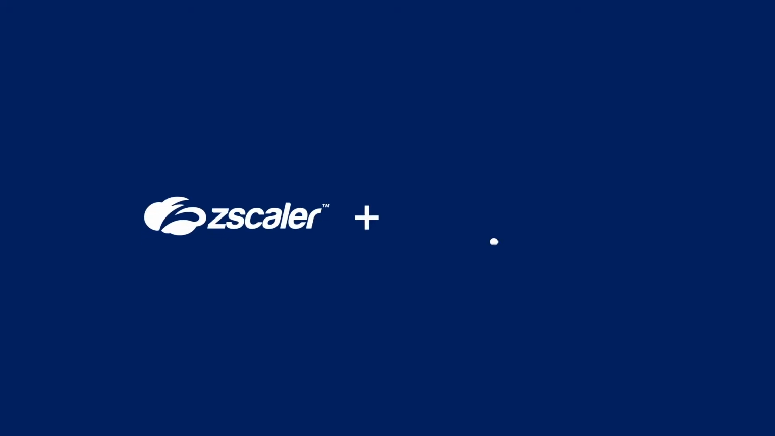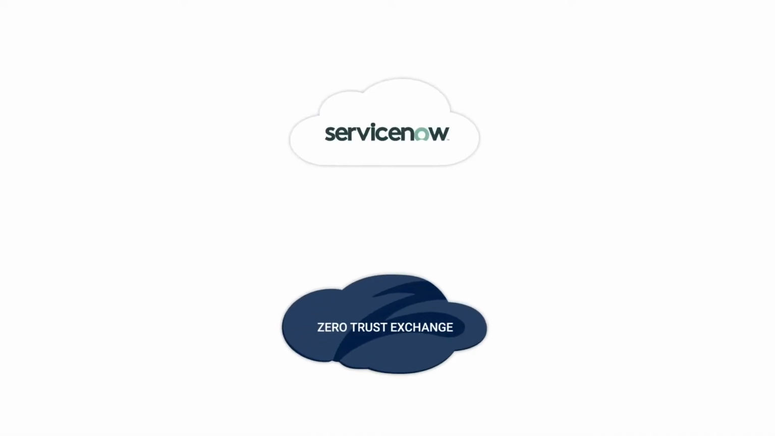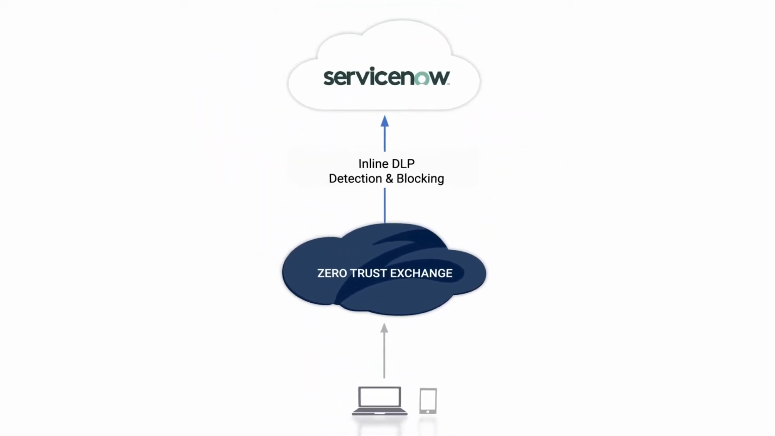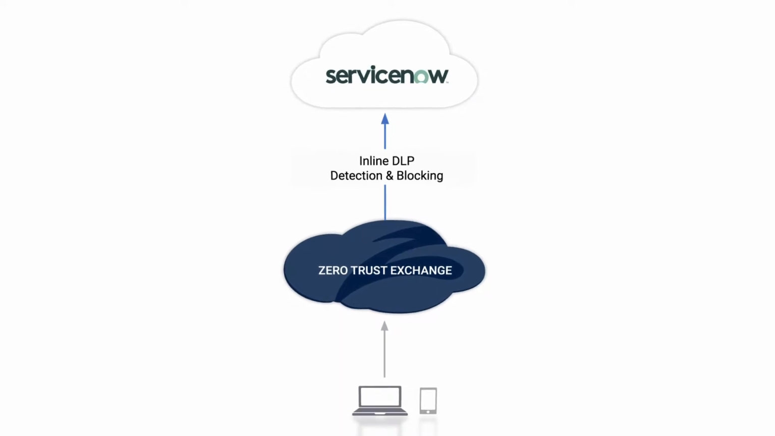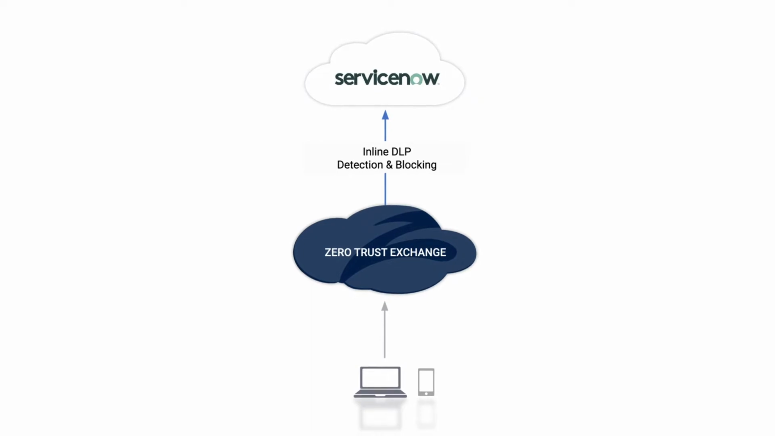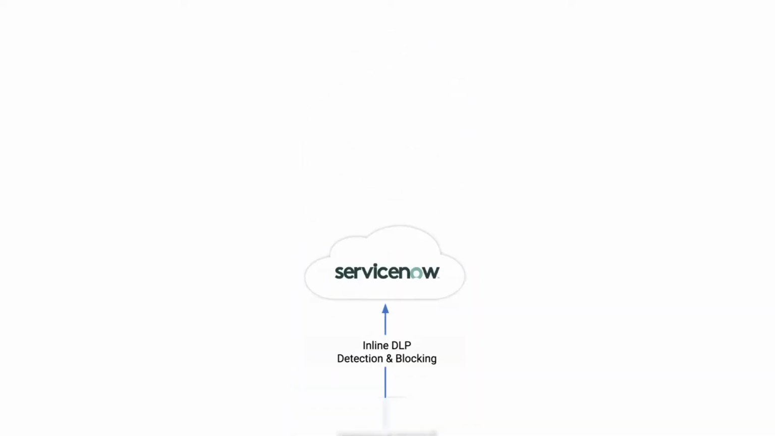In this video, we will demonstrate how to configure the CASB and DLP capabilities in Zscaler Internet Access, or ZIA, to protect data in a customer's ServiceNow deployment. Zscaler DLP sits in line on the pathway between the user's device and the ServiceNow cloud instances, providing real-time detection and prevention of accidental and intentional data loss.